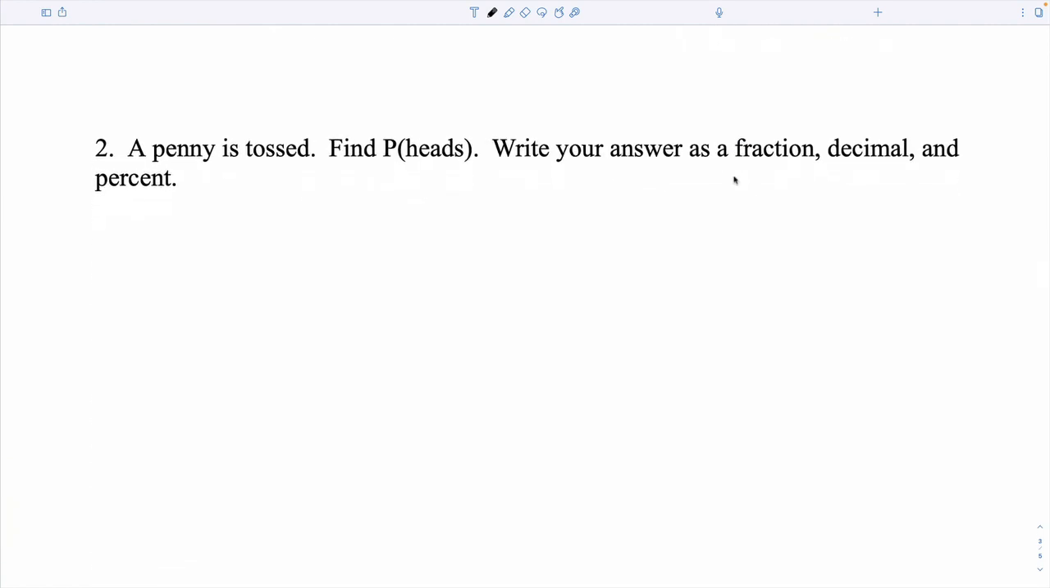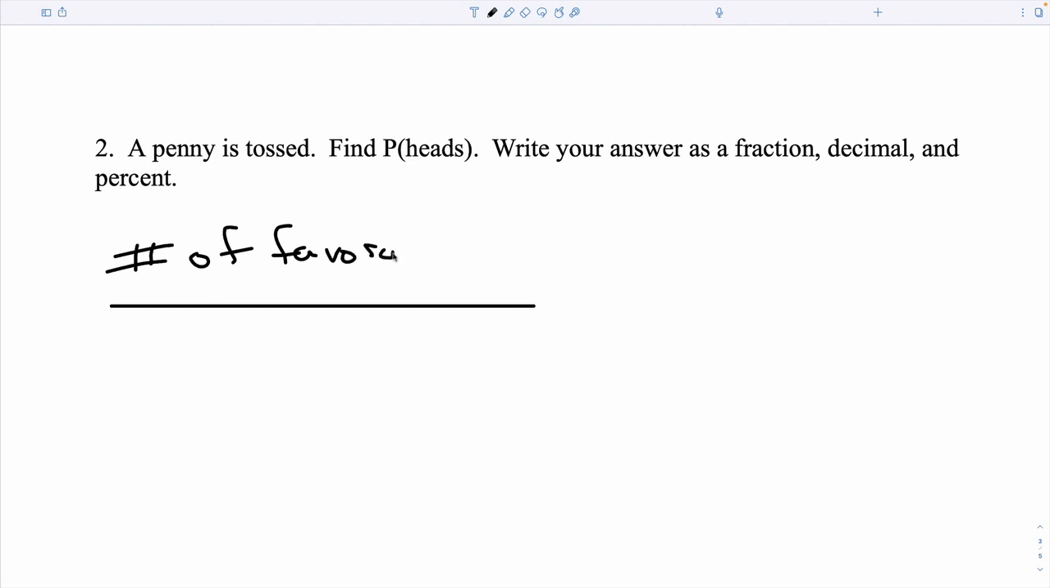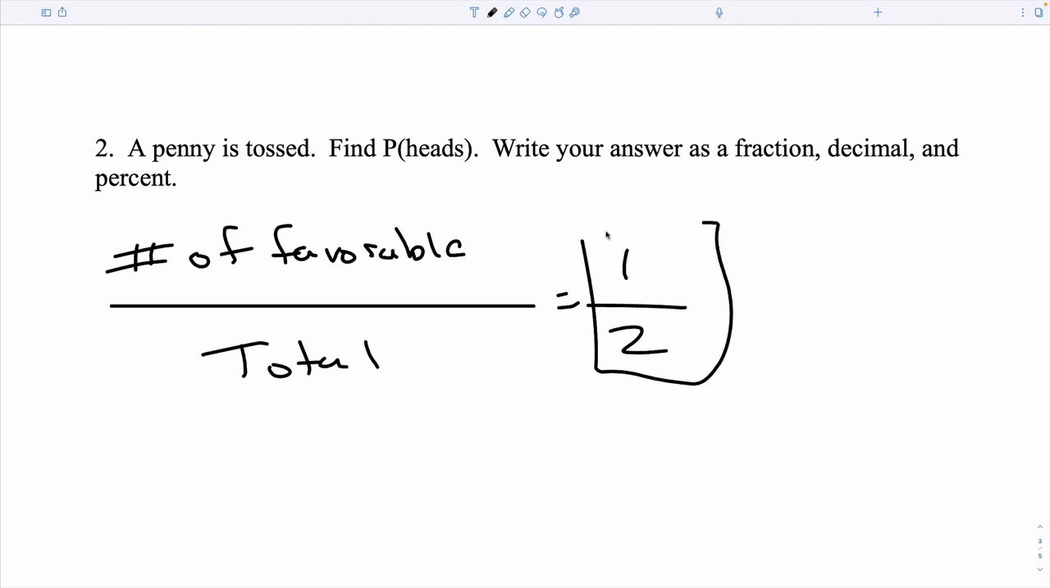A penny is tossed. Find the probability of heads. You're going to write this one more time. When you're looking for probability, you're going to put the number of favorable outcomes. You're looking for 1 heads flipped, so the number of favorable would be 1. How many total possibilities are there? There's 2. You could either flip heads or flip tails. 1/2 is your fraction. You can make that a decimal and a percent. Go ahead and finish it off.